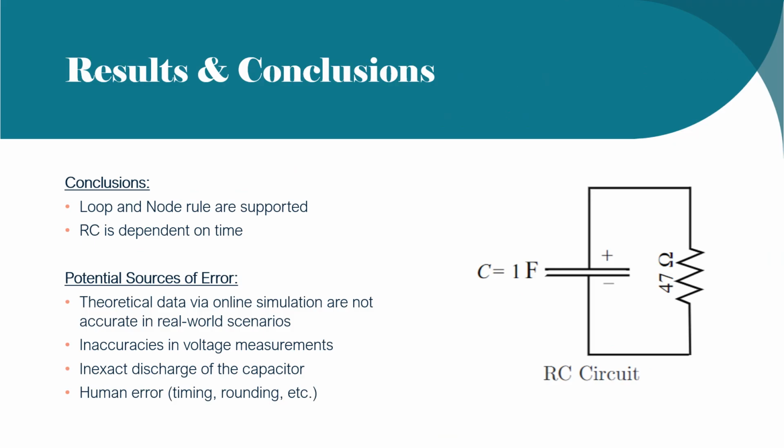From this experimentation, the node rule and the loop rule are supported, and the RC is dependent on time. Some sources of error include that theoretical data via the online simulation are not accurate in real-world scenarios. There could be inaccuracies in the voltage measurements, the inexact discharge of the capacitor, and also human error, which could have been from timing off of the stopwatch and rounding when we were calculating our values.